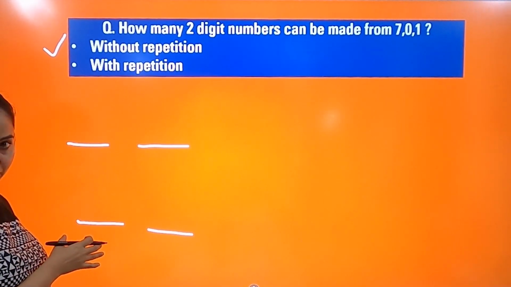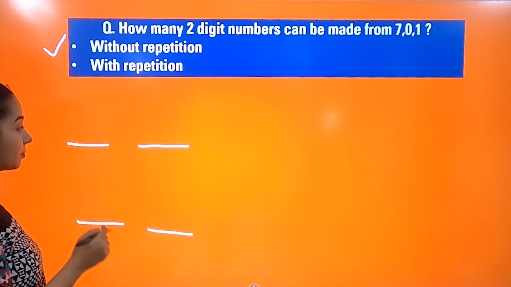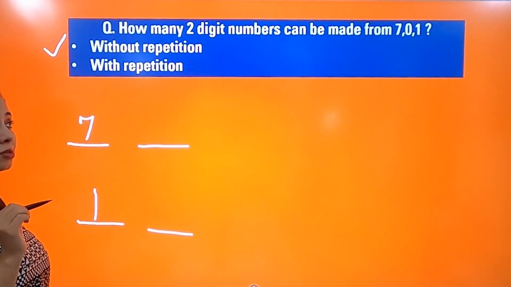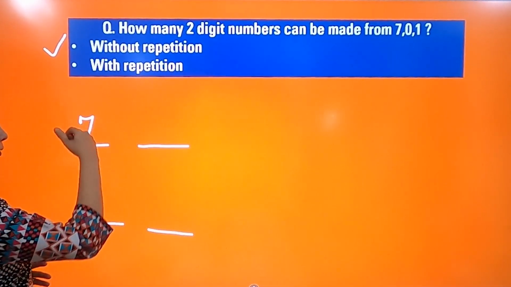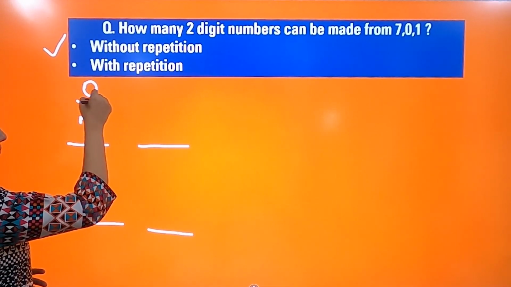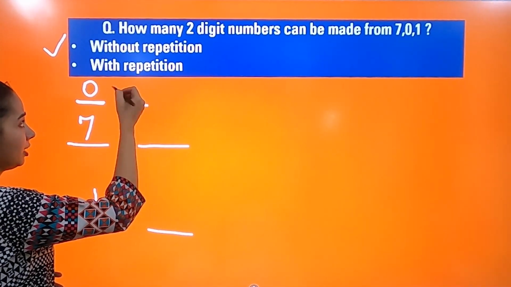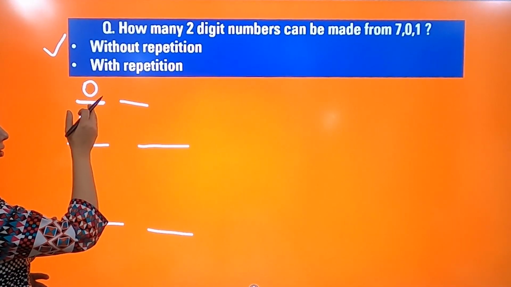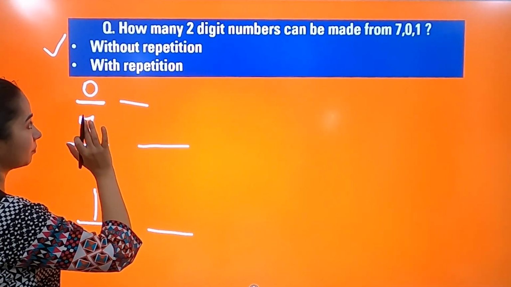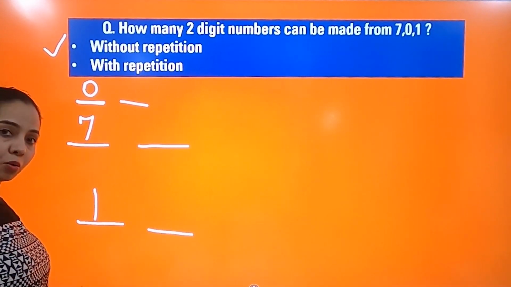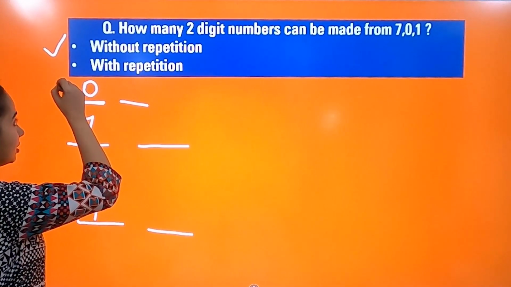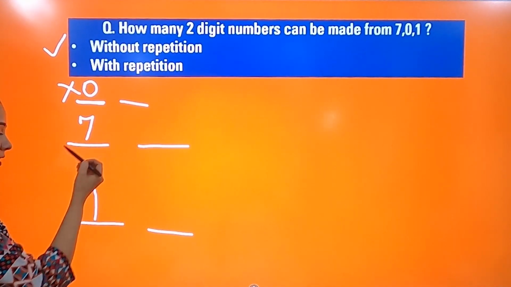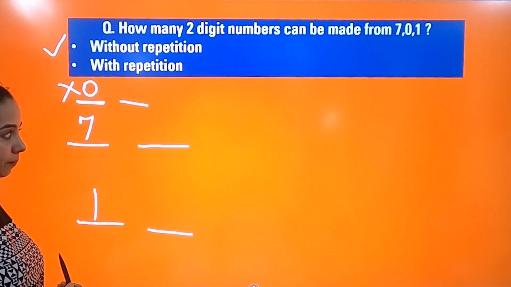Do I have the liberty? No, I don't, because I can use 7, I can use 1. I cannot use 0 because 0 towards the left hand side of any number doesn't make any sense. If I put 0 over here, it will not remain a 2-digit number, but it will become a 1-digit number only. So this possibility is not there with me. I can use 7 or I can use 1.